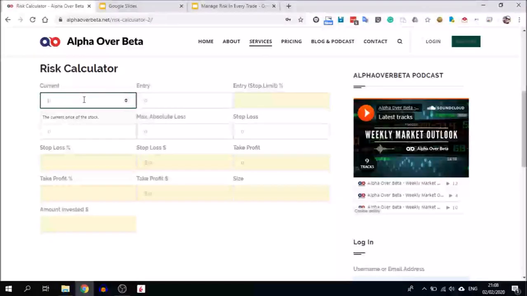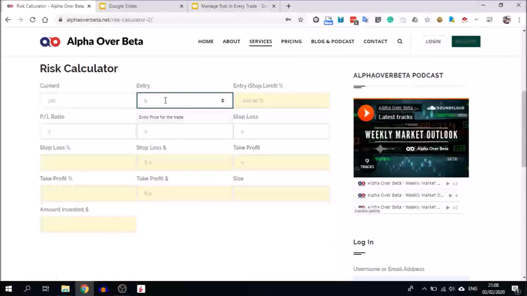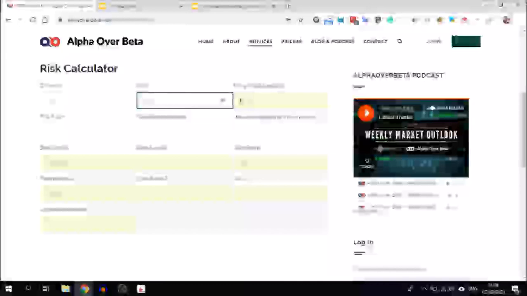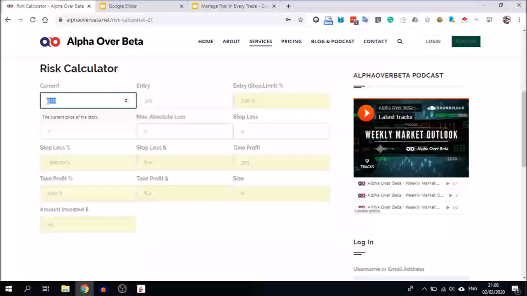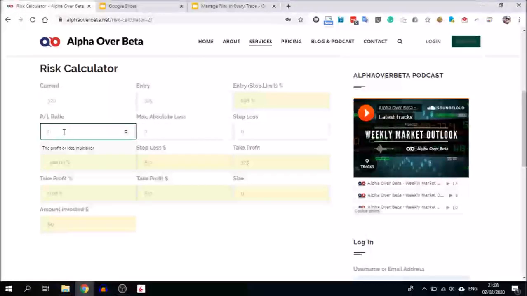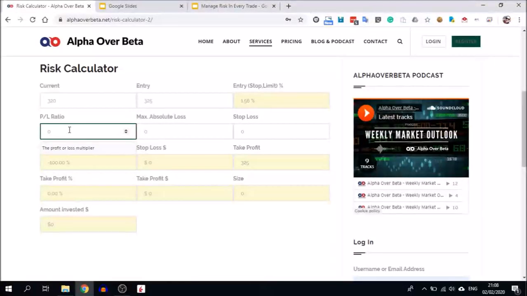So it doesn't matter. Let's put 325. All right, now sorry, it's 320, right? As we saw in the previous chart. The entry, as we said, is 325. This is exactly the number that we would like to enter the market at. It's 1.56% above current price. The profit to loss ratio is something that we should discuss really.